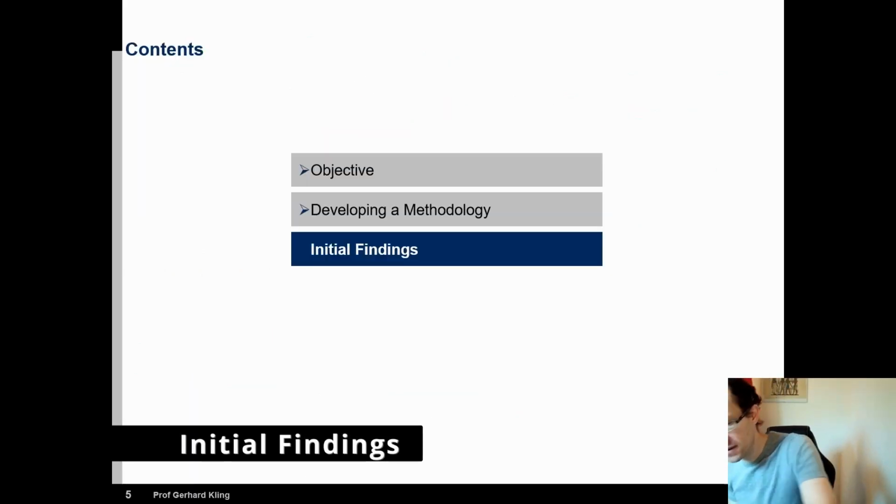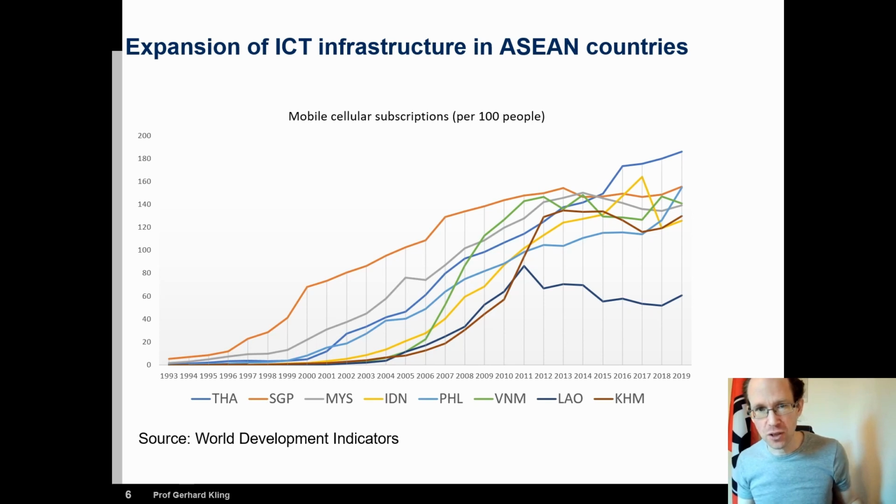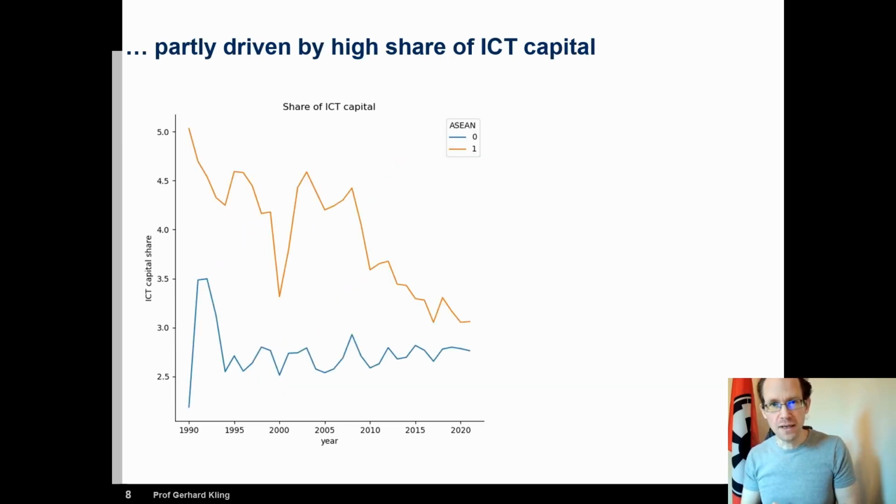Now that is the principle how we could link these different elements. Of course, that's an initial study, so we have a few initial findings which I want to briefly present. First of all, when you look at world development indicators, you can look at various indicators, and basically the picture is that in the case of ASEAN countries, you have a massive expansion of ICT related infrastructure. Now this is for mobile phone subscription. The other thing to note is that ASEAN countries since 1950 experienced significant catch-up growth. Finally, we can see that this is partly driven by a high share of ICT capital.